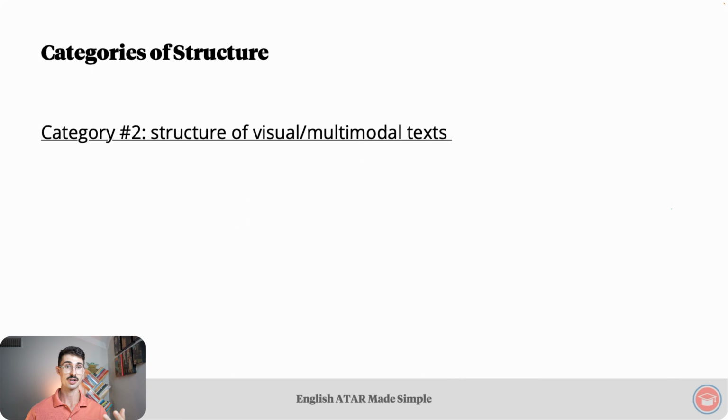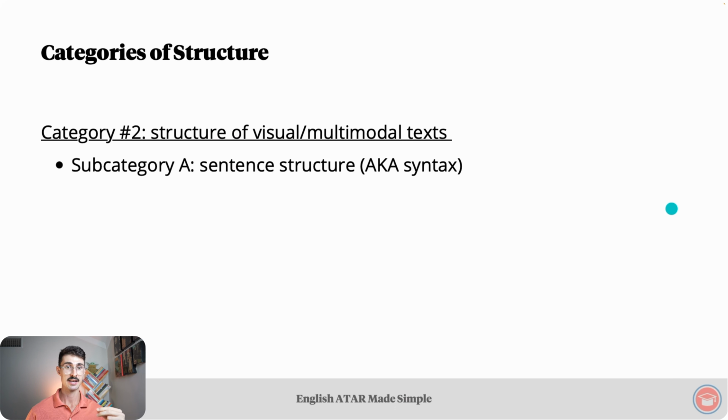Category 2 was the structure of visual and multimodal text. Subcategory A is sentence structure, aka syntax, which, as you recall, has the same meaning as it does in the context of structure for a written text. Subcategory B is scene structure. This refers to how the visual elements in a scene are organized. An example for this one was the use of an alternating structural device in Dune.